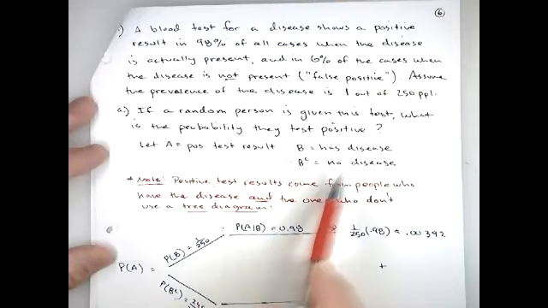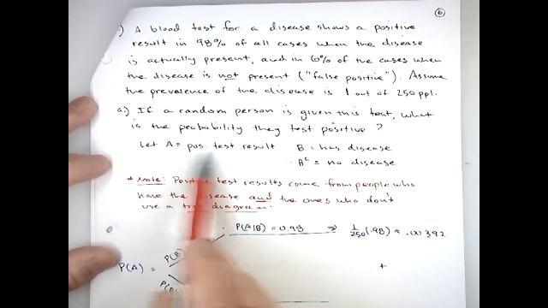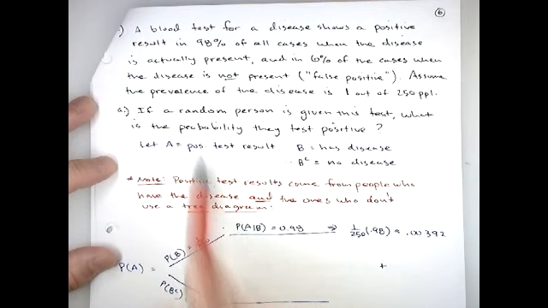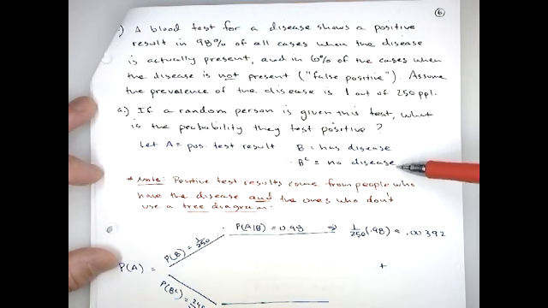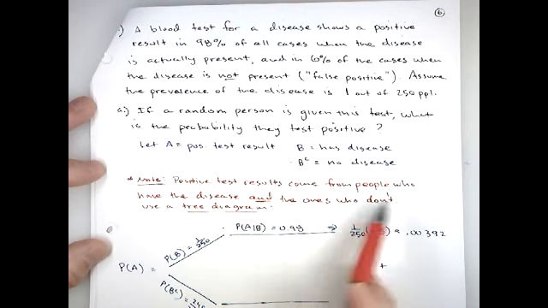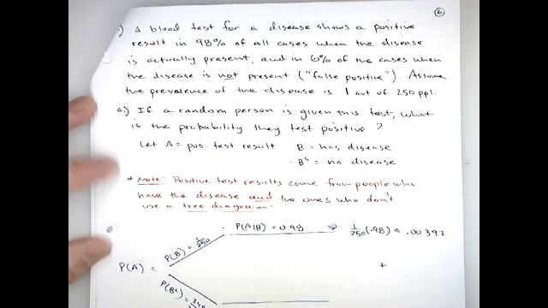Okay, so just to make the calculations a little bit easier, let's let A represent a positive test result. B is the event that the person has the disease, so of course B complement means they don't have the disease. Now, one thing we'll note here is that positive test results can come from people who have the disease, of course, but also ones who don't have the disease.